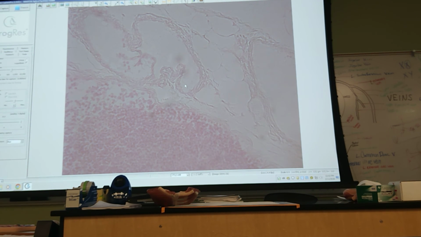Okay? All right. You can see the capsule, since we've blown this up. There's a capsule going along here, this part. And again, all this out here is pericapsular tissue. All right. In addition, there's some other features.